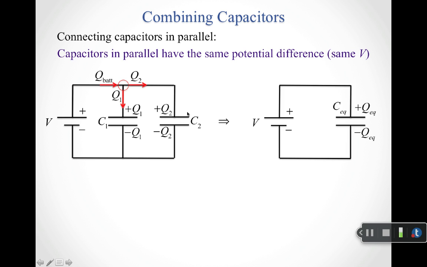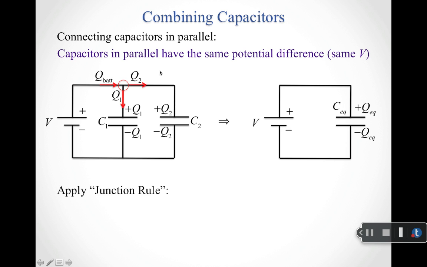When I think about redrawing this as my equivalent capacitance, here's my equivalent capacitor. And so basically, what I recognize is that all the charge that gets pulled out of the battery is being stored on my equivalent capacitor. And then if I think about my loop rule with respect to this simple circuit, it tells me that the potential across my battery has got to be the same as the potential across my equivalent capacitor.